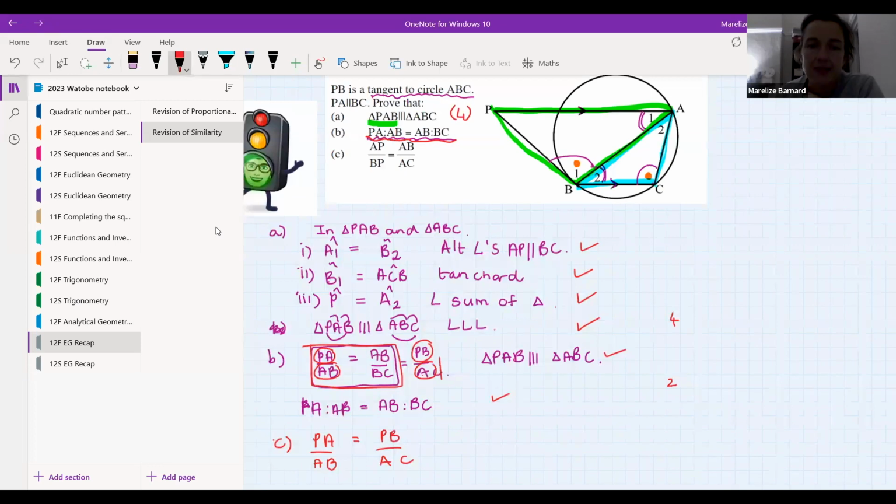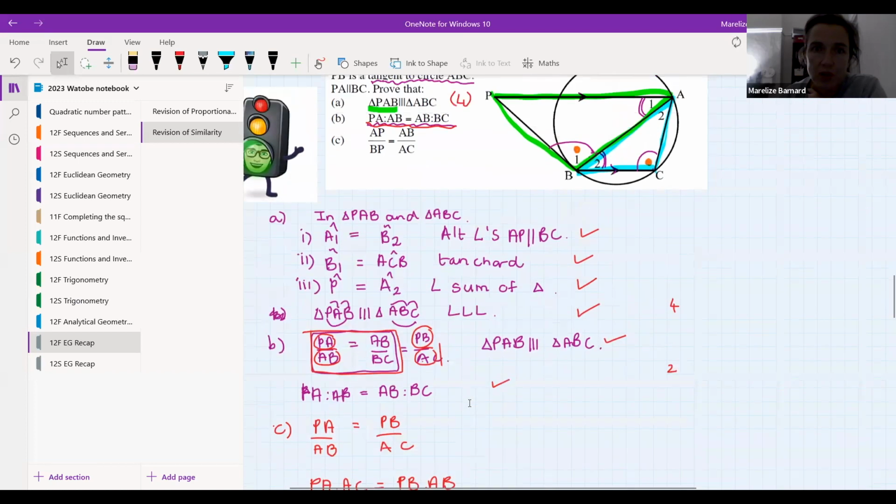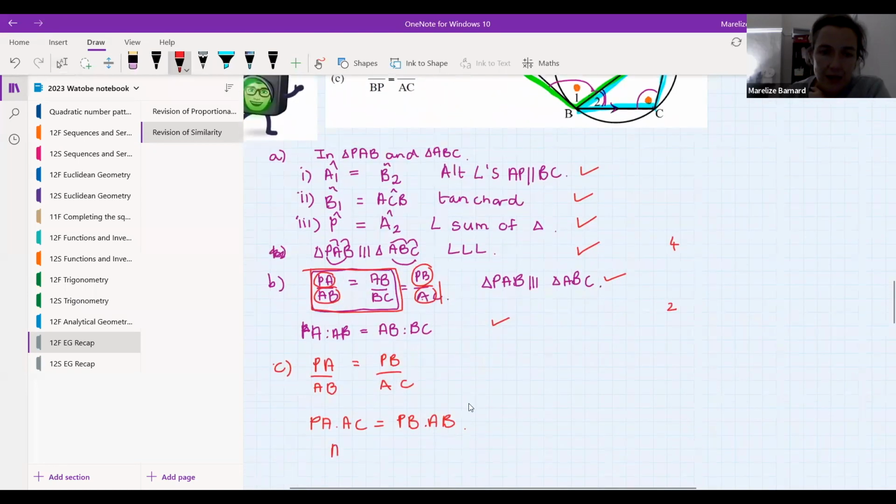PB over AC. So here we're just going to have to cross multiply. We need the PB with the PA and the AB. So basically they have to swap. It's almost exactly the same as the previous question. So we just go PA times AC is PB times AB. And then we just divide again to put the sides where we want them. AP over BP and AB over AC. And that's that.